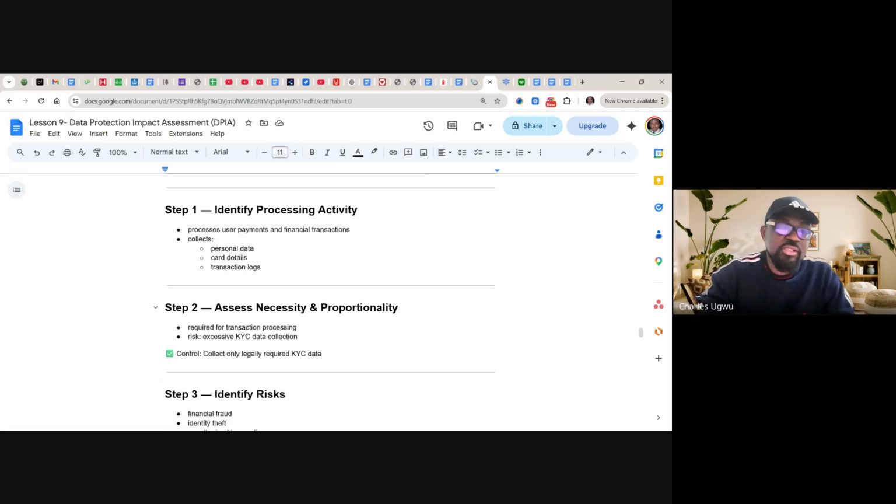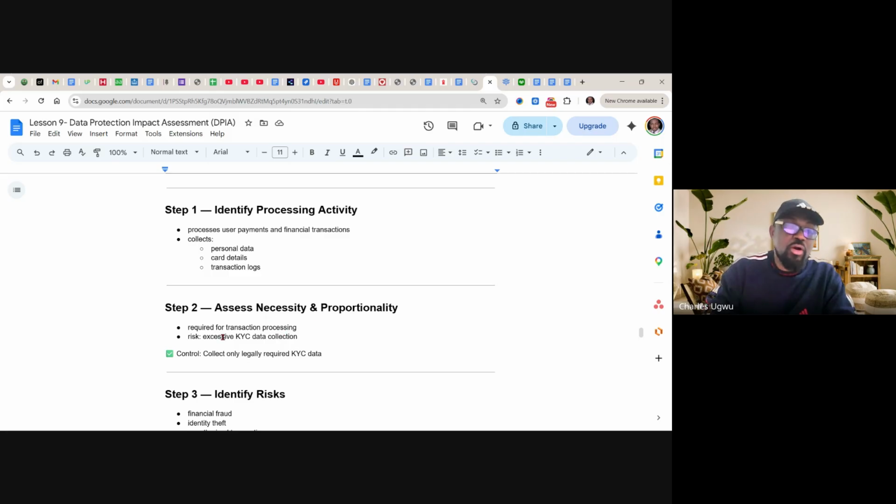Then assess the necessity and proportionality. The necessity here is that we cannot do without this data; there's no way we can carry out the processing without collecting it. It is required for transaction processing. So there is a need for us to collect this data. If after assessing the necessity there is no need to collect, we will stop it there. That's how it ends. But if there is a need to collect it, then we'll continue.